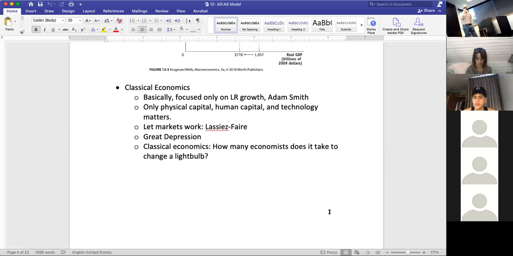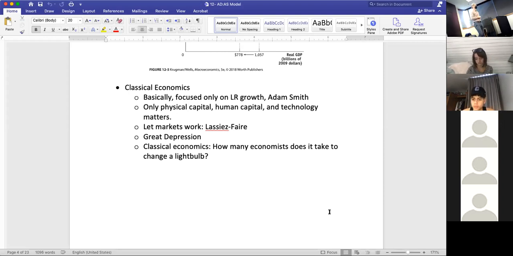And according to the classical view of the world, the focus really is on the long run in economics. So according to the classical model, what really matters? What really makes a country rich? More physical capital, more human capital, more technology. That's what makes a country rich.